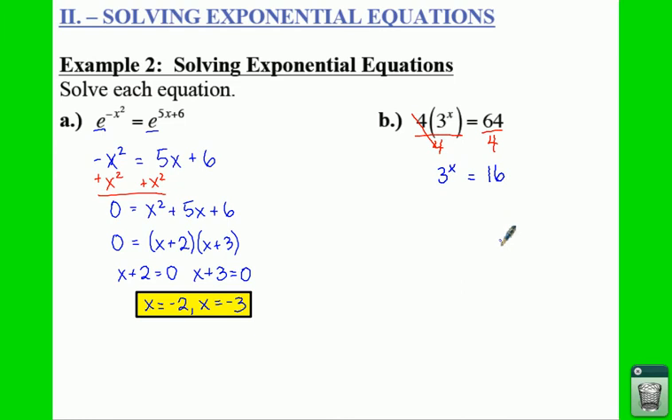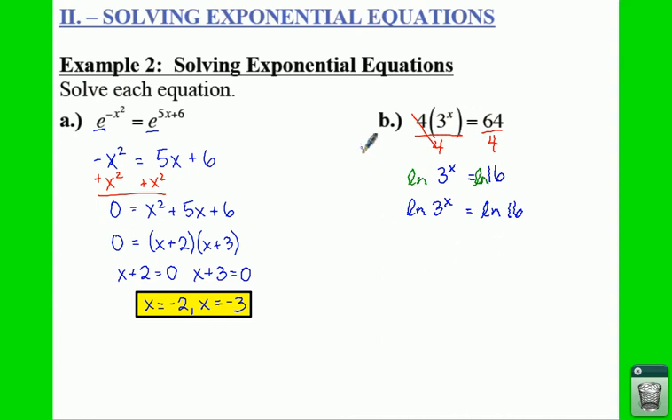And what you're going to have to do next, in order to get this x out of your exponent, is use one of your properties, your power property that you learned in 3.3. But in order to do that, you are going to have to take the natural log of both sides. So you're going to end up with the natural log of 3 to the x equals the natural log of 16.